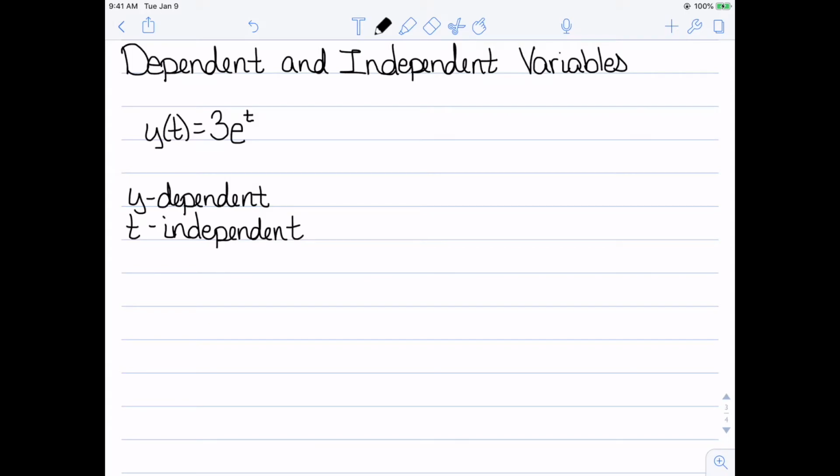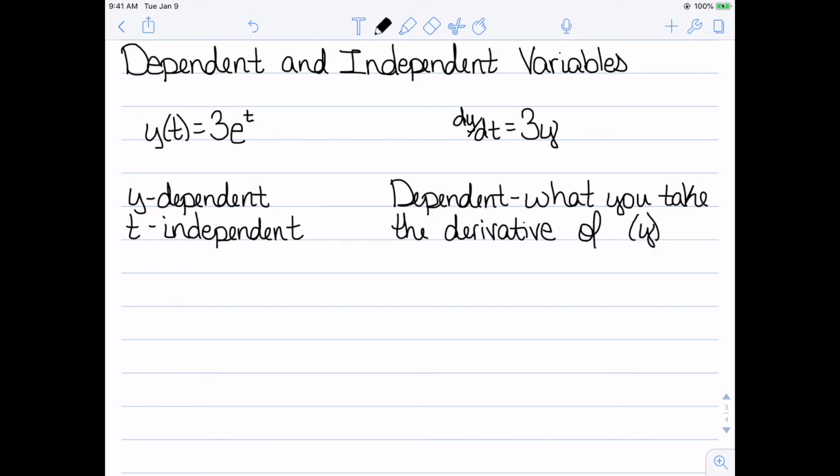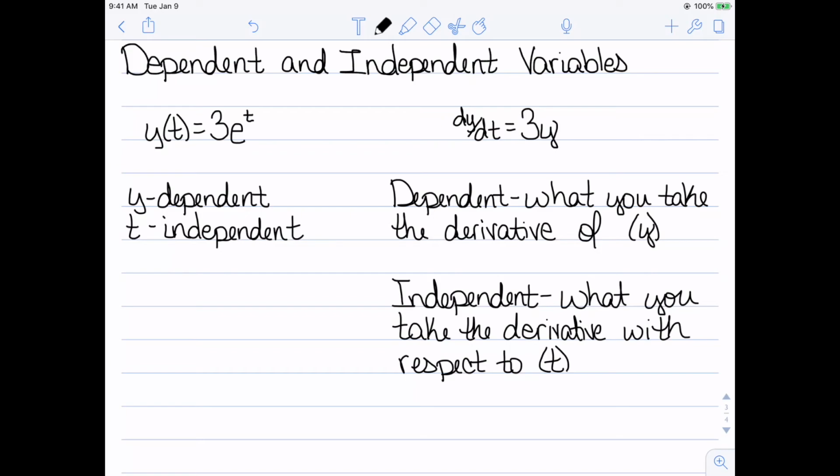So now let's look at differential equations. So this time I have dy/dt is equal to 3y. The dependent variable is what you take the derivative of. In this case, y. We're taking the derivative of y. The independent variable, on the other hand, is what you take the derivative with respect to. In this case, t, since we took the derivative of y with respect to t. So with differential equations, essentially the one on the top of the derivative is your dependent, the one on the bottom is your independent.